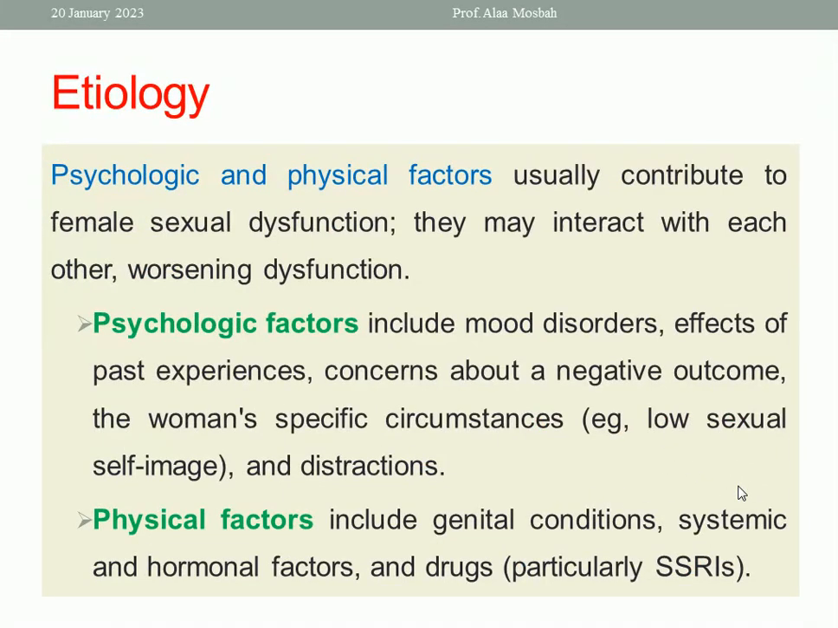What is the etiology of female sexual dysfunction? Psychological and physical factors usually contribute to female sexual dysfunction. They may interact with each other, worsening dysfunction. For example, psychological factors: mood disorders, effects of past experiences, concerns about negative outcomes, like fear of pregnancy and so on. The woman's specific circumstances, like low sexual self-image and distractions.